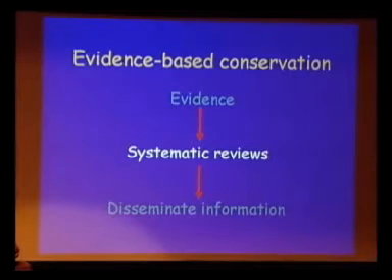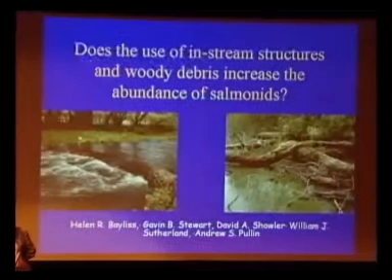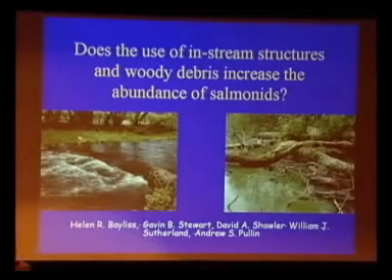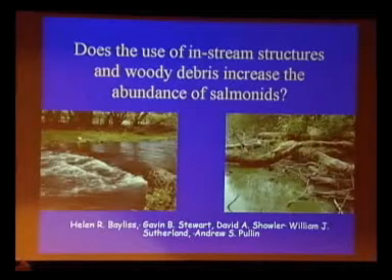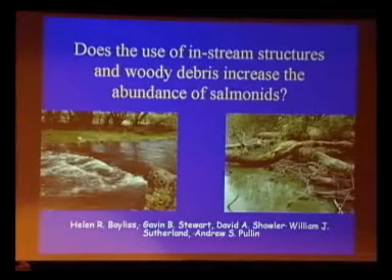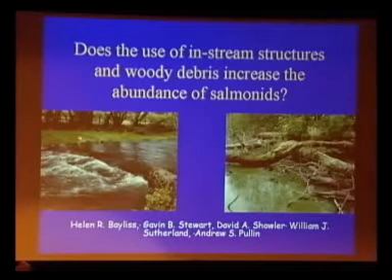The second stage is a systematic review. I'd like to give one example of that. In England and Wales, we spend £20 million a year on in-stream devices to improve fish populations, salmon populations. We used to remove woody debris from rivers because it was thought to be detrimental. That's less so now. We sort of tend to be quite neutral about it.